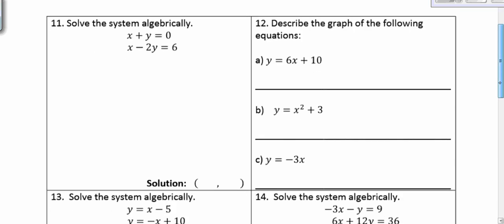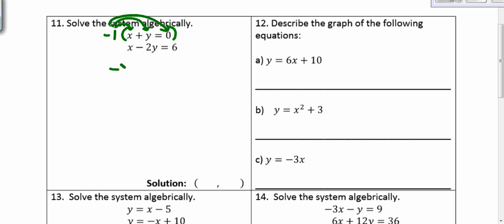Number 11, solve the system algebraically. So there's nothing that cancels. x and x, they don't cancel, and y and negative 2y don't cancel. So you have to multiply something to make one of them cancel. So I'm going to multiply by a negative 1 to make the x's cancel, because if I do the distributive property, this changes now to a negative x. This changes to a negative y, and this will stay 0.